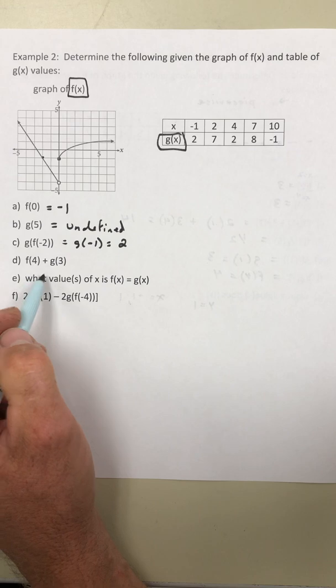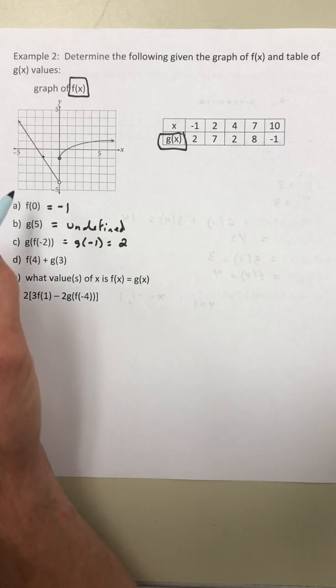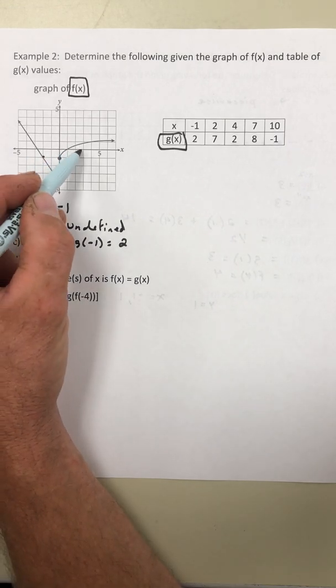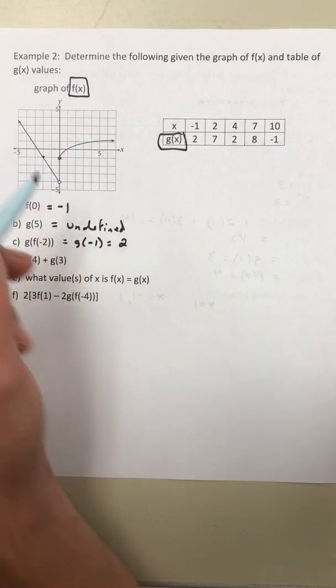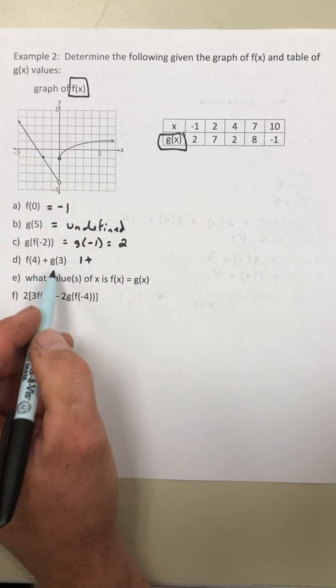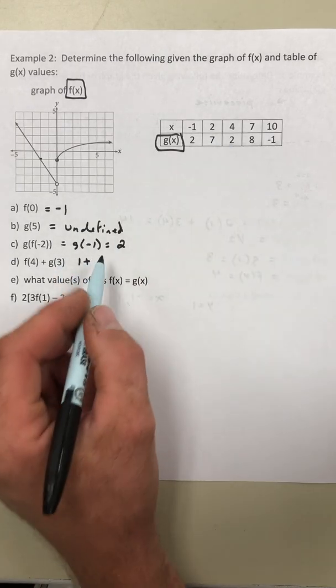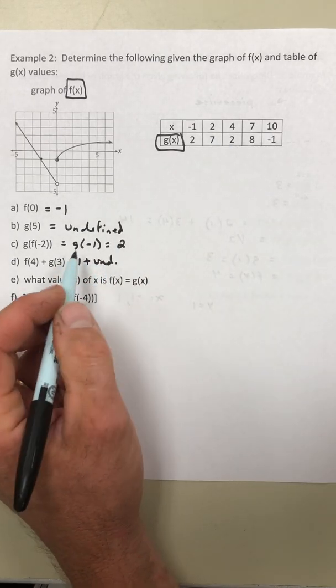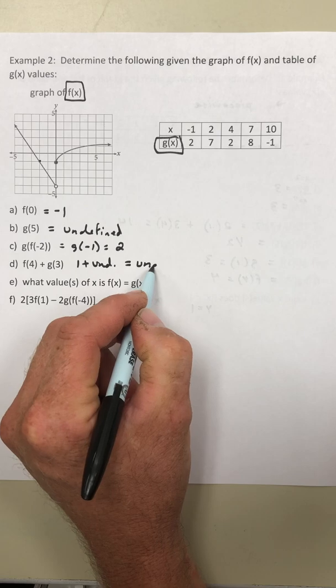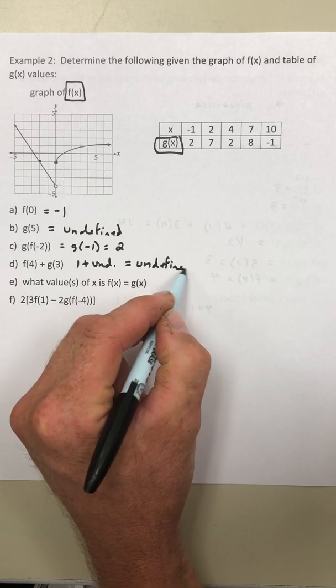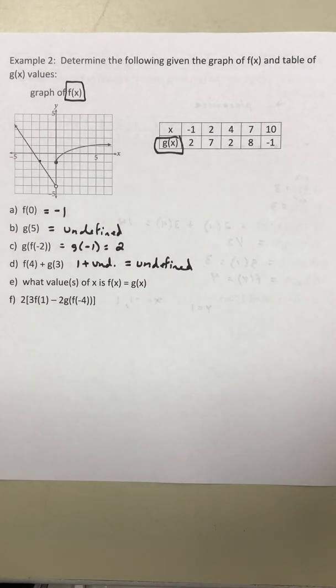F of 4 plus g of 3 for part D. F of 4, we come over to 4, we come up, we're touching at 1. So we're going to have 1 plus g of 3. Again, undefined. So 1 plus an undefined is going to make our overall sum undefined because we don't know what it is.